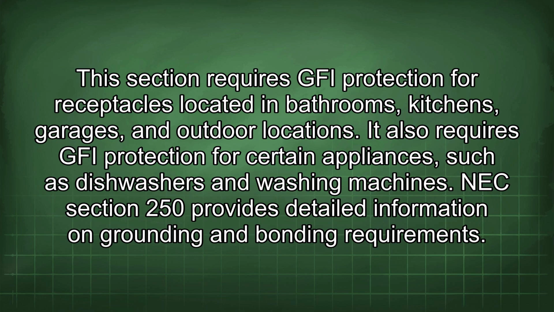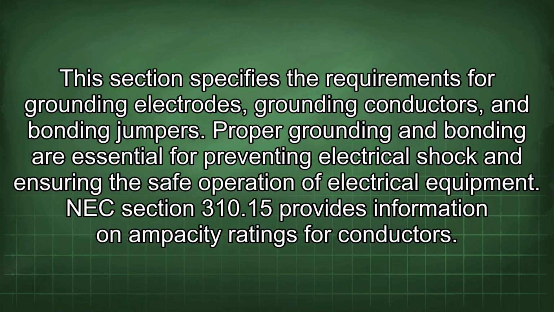NEC Section 250 provides detailed information on grounding and bonding requirements. This section specifies the requirements for grounding electrodes, grounding conductors, and bonding jumpers. Proper grounding and bonding are essential for preventing electrical shock and ensuring the safe operation of electrical equipment. NEC Section 310.15 provides information on ampacity ratings for conductors.